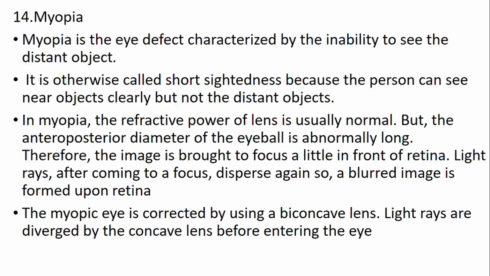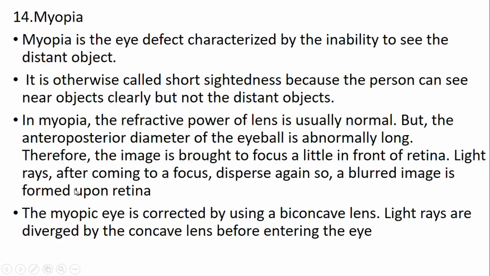Myopia. Myopia is the eye defect characterized by inability to see distant objects. Otherwise also known as short-sightedness, because a person can see near objects clearly but not distant objects. In myopia, the refractive power of the lens is usually normal, but the anteroposterior diameter of the eyeball is abnormally long. Therefore, the image is brought to focus a little in front of the retina.